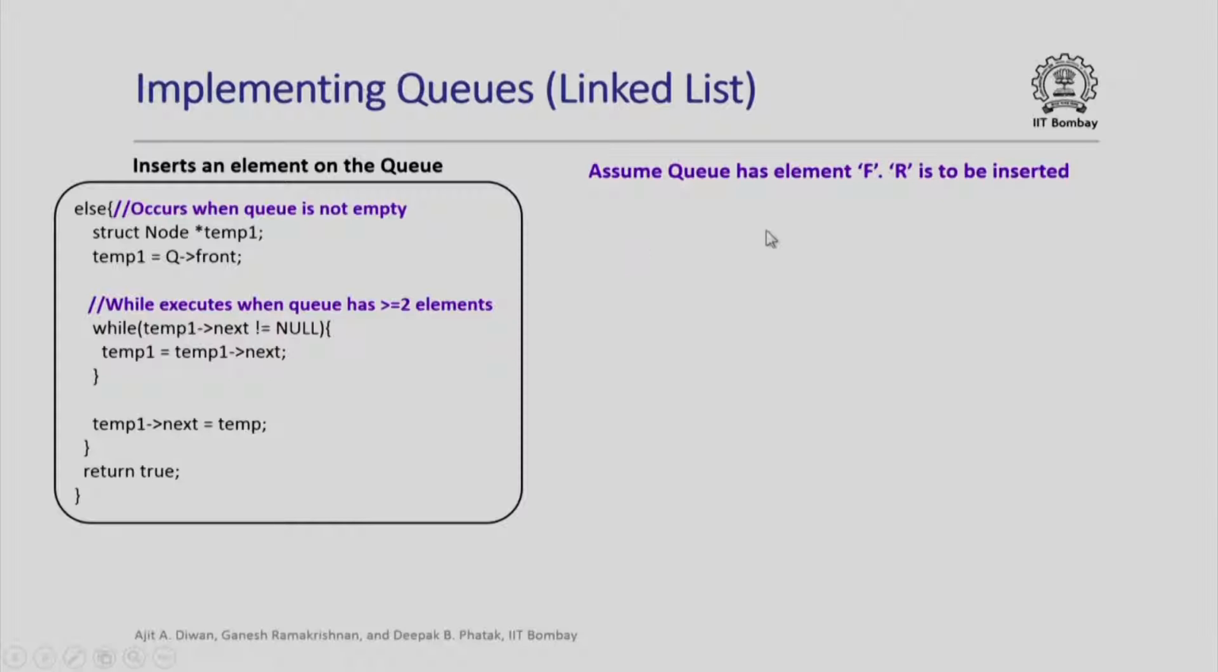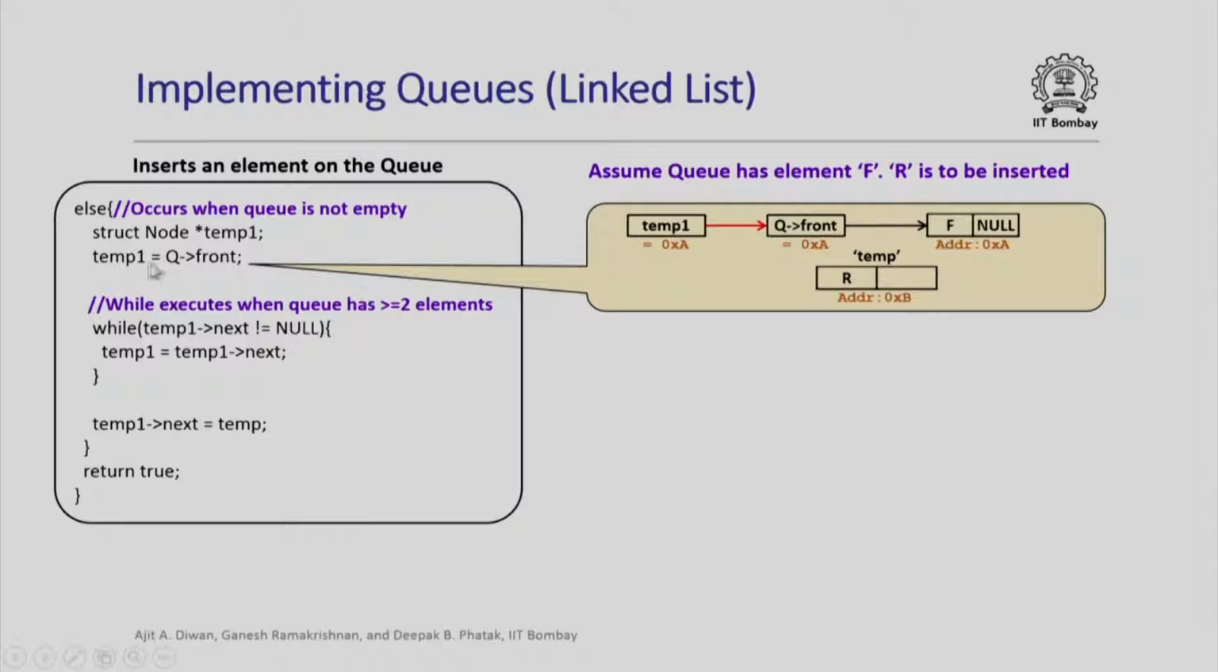Assume that the queue has element f and r is to be inserted. Let us see what happens. I come to this temp1. So temp1 is now created, it is pointing to queue front. That is all I know about the queue anyway.